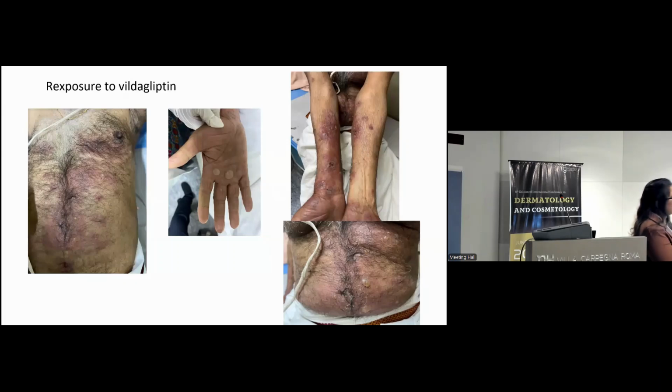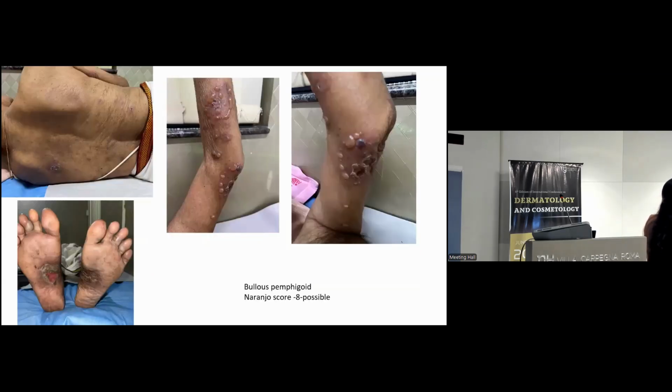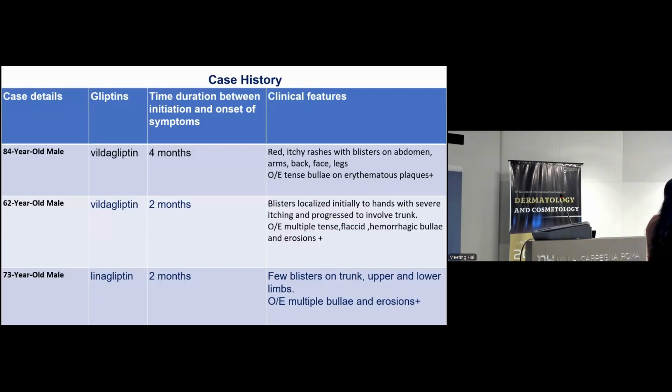But inadvertently, there was re-exposure to vildagliptin, and the patient developed more aggressive lesions over the trunk, and we can see this thick bullae over the palm and anterior aspect of the hands and the trunk. We can see it is more aggressive compared to before exposure. On the posterior aspect of the trunk, we can see succinate lesions, bullous lesions, and one hemorrhagic bullae, and erosions were present, which was aggressive, and the Naranjo score was 8, which was positive. This is one of the side effects of gliptin.